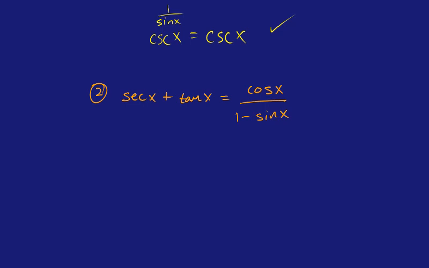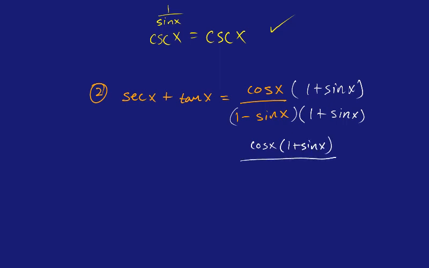So on the right hand side I have cosine of x over 1 minus sine of x. I look at this and I say 1 minus sine of x, if I multiply by the conjugate, 1 plus sine of x on top and bottom, then I'll have cosine of x times 1 plus sine of x. And what happens when you multiply by the conjugate? Well, you get difference of squares. So 1 times 1 is 1. The middle parts will cancel out and then be minus sine squared. If you know your Pythagorean identities, you know that 1 minus sine squared is cosine squared.